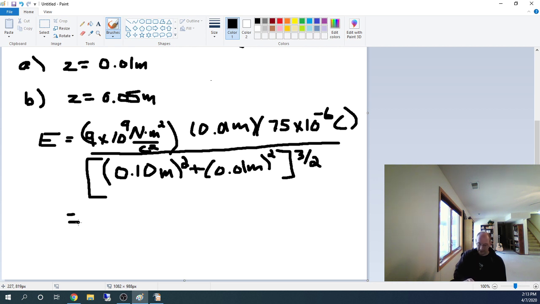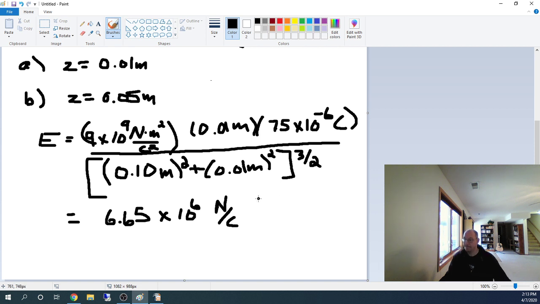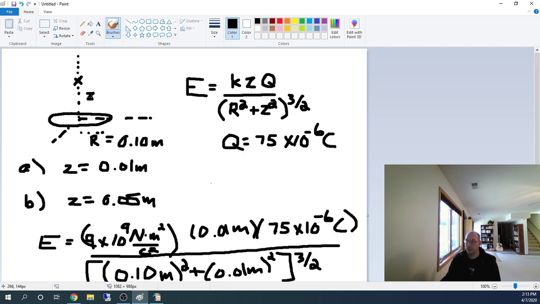Okay, times 9 times 10 to the 9th, times 0.01 times 75 times 10 to the minus 6. And what I get is 6.65 times 10 to the 6th. And if we go through this, I'm pretty sure we'll get newtons per coulomb. And that would point directly away from the center of this thing, straight up along the z-axis in this case.